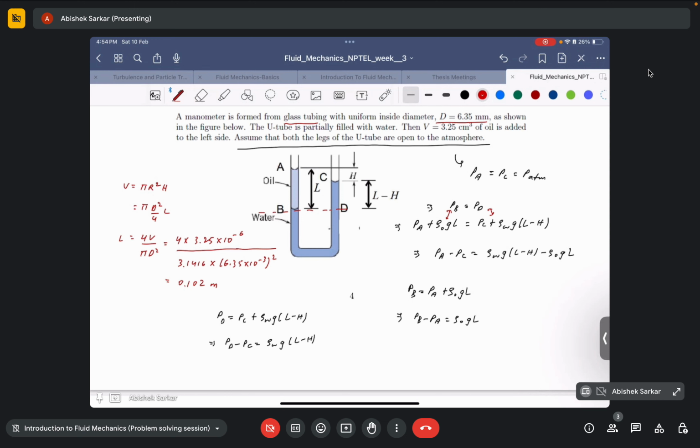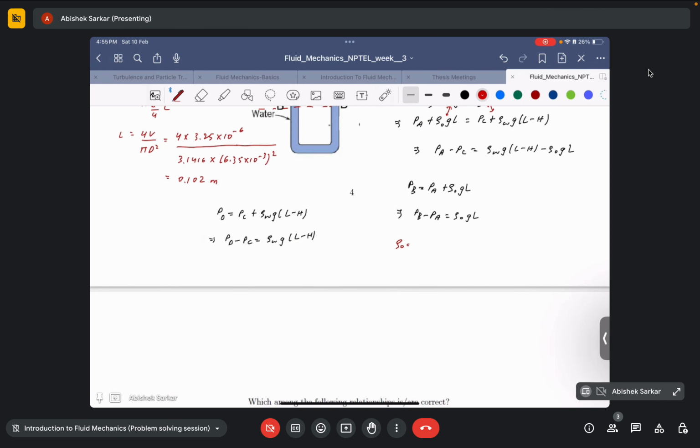Okay. So now, in order to find h, we can take the help of this expression, right? Because it is the only expression where we have h explicitly written. Now it is told in the question that PA is equal to PC is equal to P atm, right? Yes, sir. So we can cancel out both of these terms from the equation.